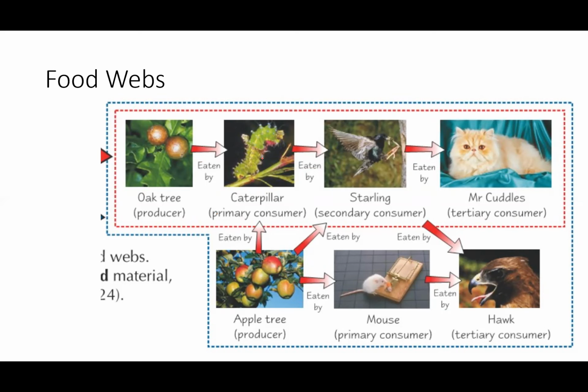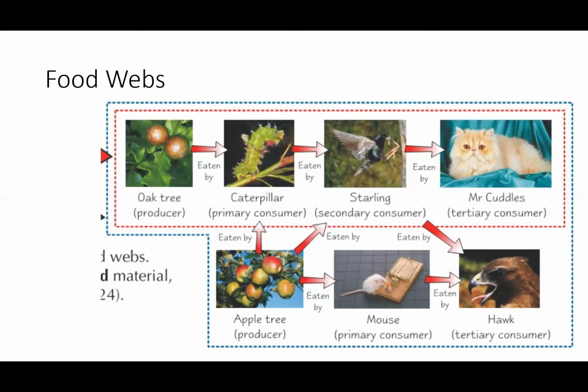So we add in the apple tree. Well, the caterpillar also consumes the apple tree. It's also consumed by the starling. It's also consumed by a mouse. The mouse is eaten by a hawk. Hawk also eats a starling. So you can see it starts to show that overlap in the ecosystem.